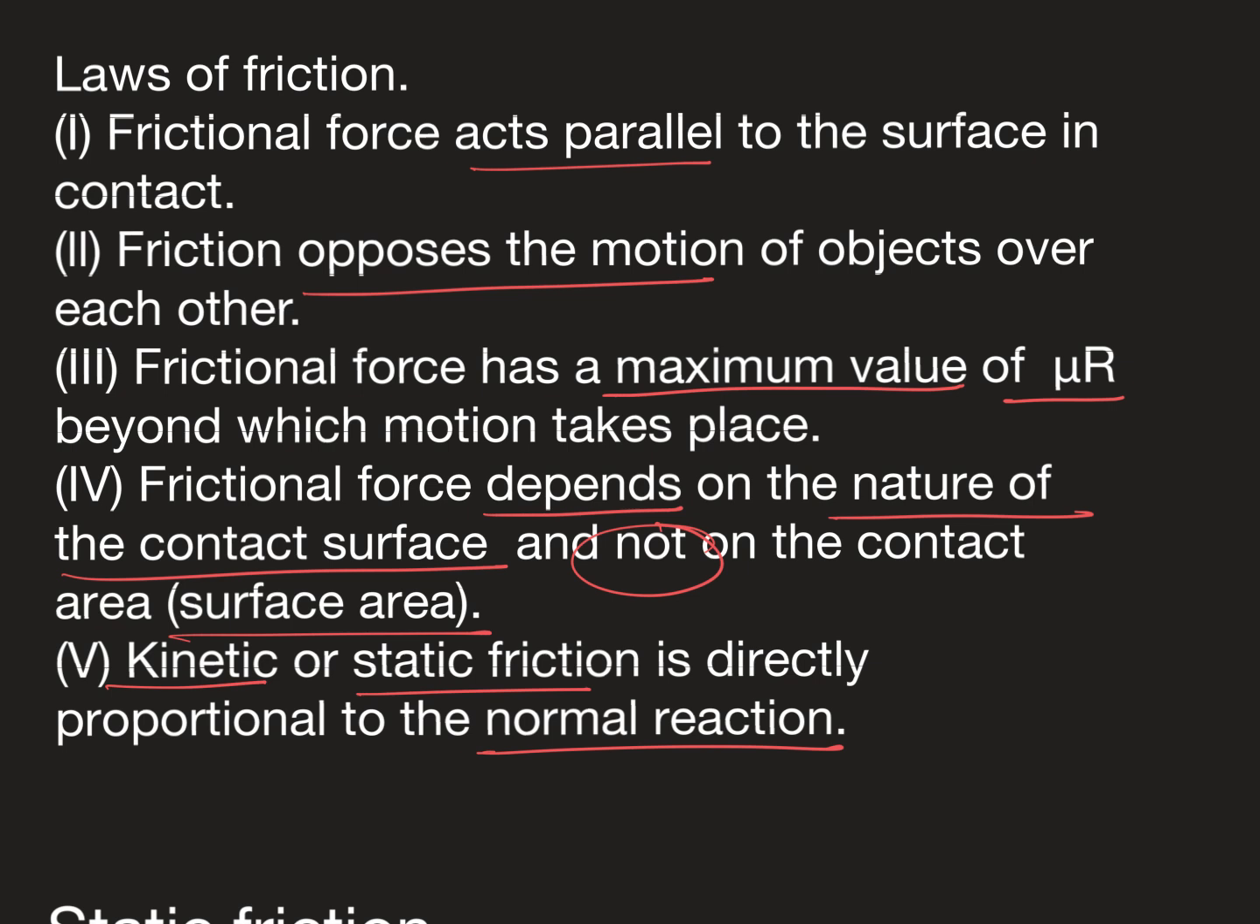So friction is represented with the letter F. It says the frictional force is directly proportional to the normal reaction. Normal reaction is represented with the letter R. Okay, and I will discuss what the normal reaction means. For now, it is a force that is perpendicular to the surface and it presses the object on the surface. That is called the normal reaction.